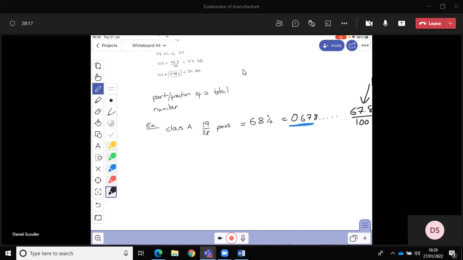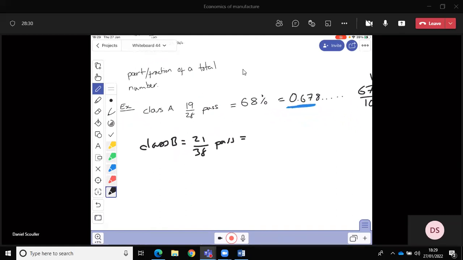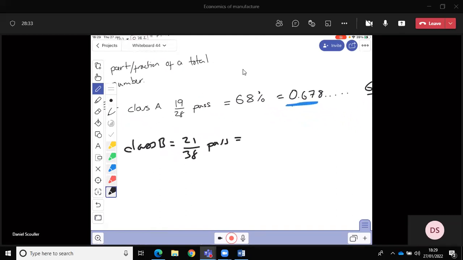So if we said class B, 21 out of 38 passing, and we wanted to compare them, it's very difficult to compare just the numbers. If we were comparing just the numbers, we would say 21 is a bigger number than 19, so more people passed in class B. But that wouldn't tell the full story because there's more people in class B. So if we worked it out as a percentage, we did 21 divided by 38, and in our calculators we're getting 0.5526. That's giving us 55%.